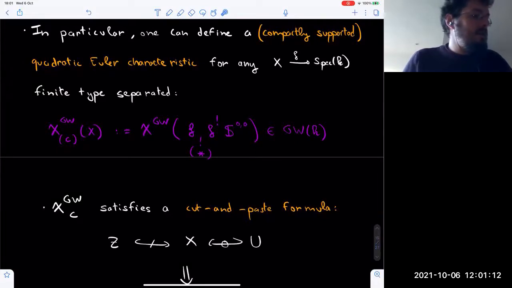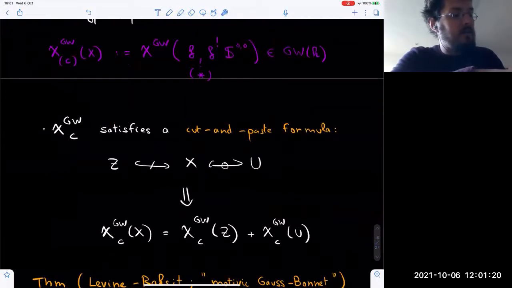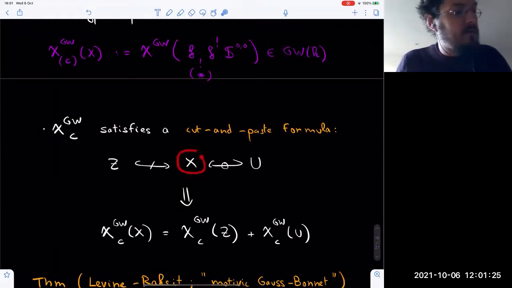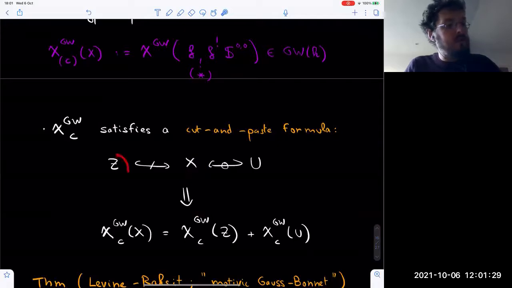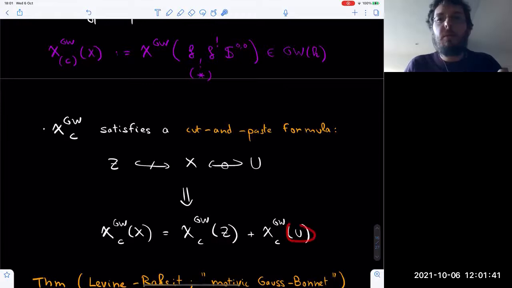And the advantage of this compactly supported version is that, as in topology, it satisfies a cut and paste formula. So if you have one of these finite type separated K-schemes X and a closed subscheme, then the compactly supported quadratic Euler characteristic of X is the sum of the one for the closed subscheme and its complement.